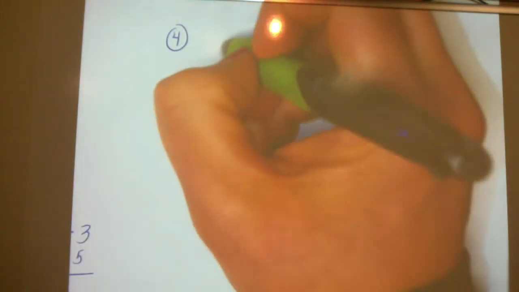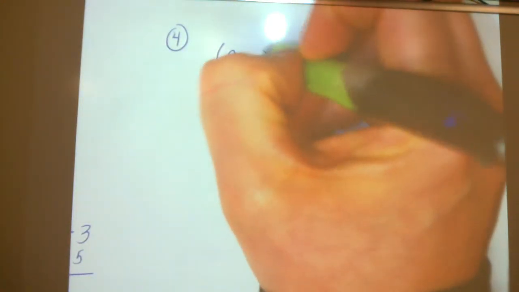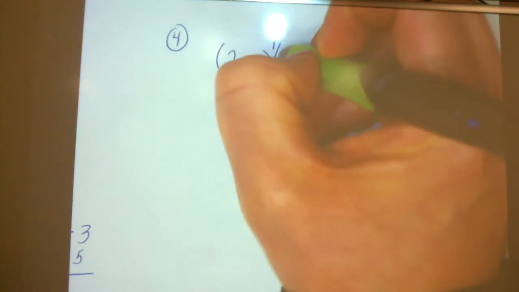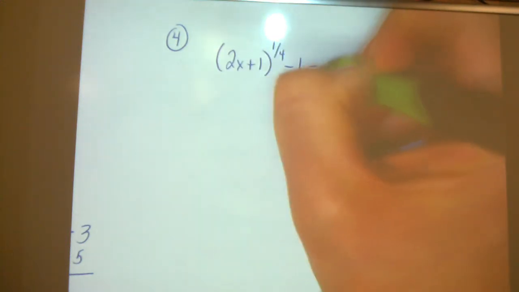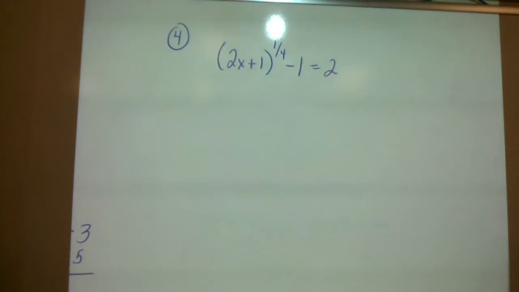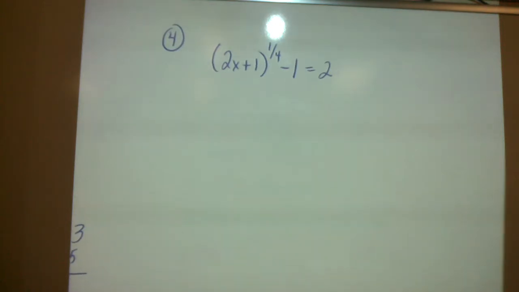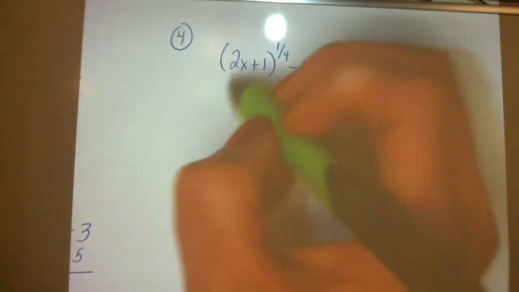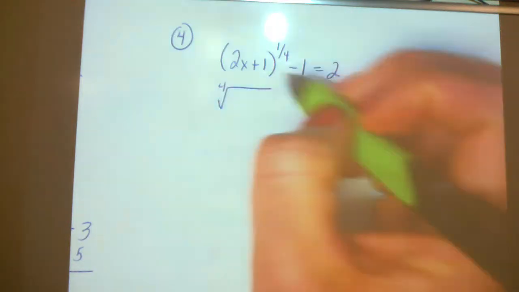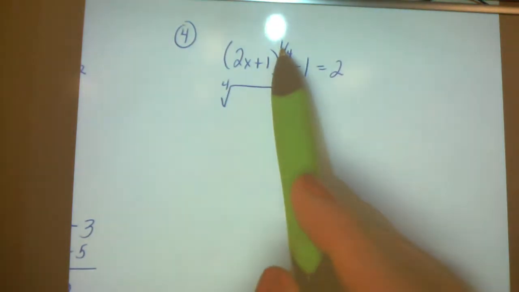All right, number 4, we've got, this is going to be set up a little bit different to start off with. Now I've got this expression in parentheses, and then I've got this rational exponent of 1/4. So our first step is to take that rational exponent and write it in radical form. This becomes the fourth root, because remember, this bottom number is the root. This is the exponent, or the power.